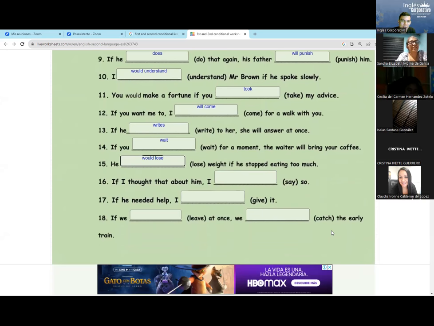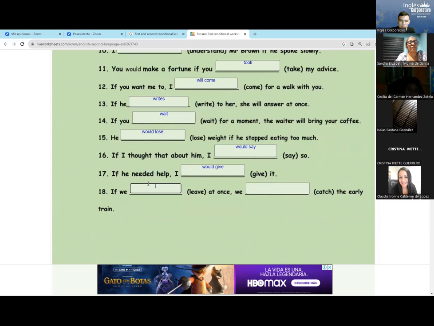Number 16. If I thought that about him, I would say so. Excellent. Number 17. If he needed help, I would give it. Number 18 and last one. If we leave at once, we will catch it. Okay. So we finish the practice of first and second conditional.